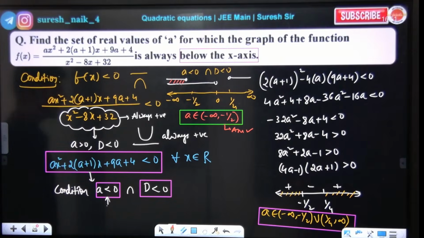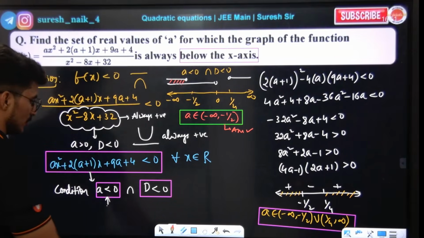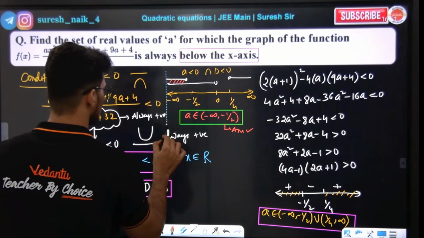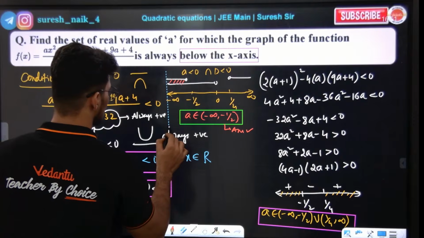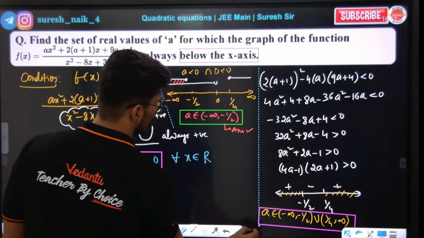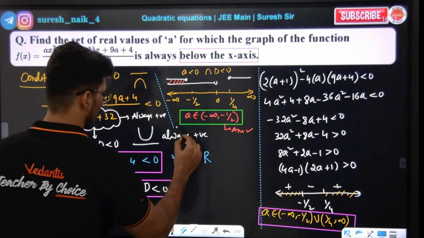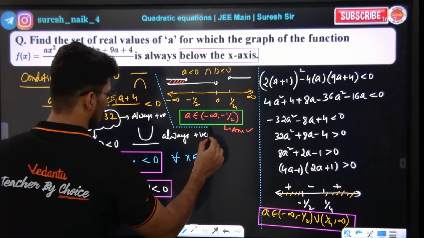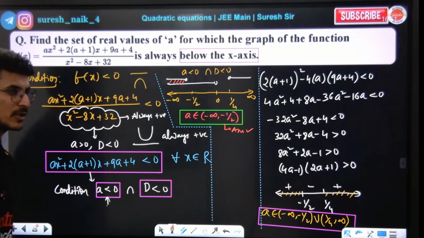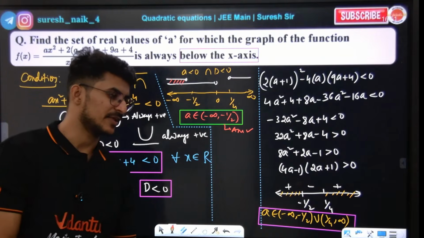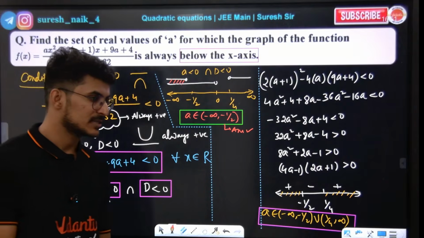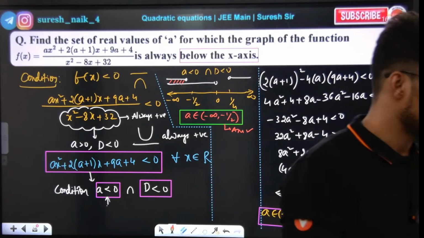Any doubts, guys? No doubt, sir. Got the answer or not? This is the final answer. Very good. So the set of all values of A is minus infinity to minus 1 by 2. Yes or no? Great. Shall we go forward now?